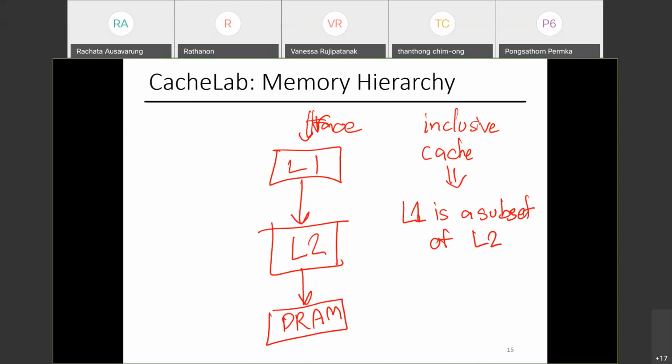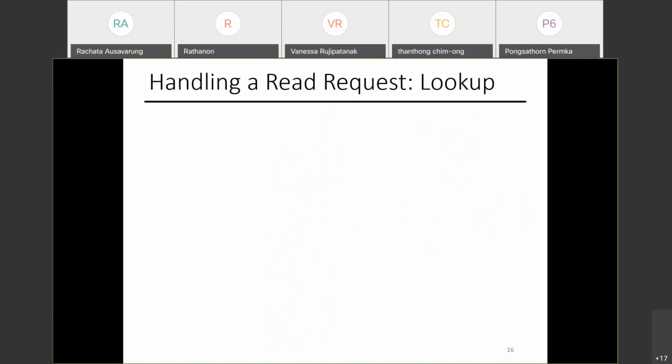All right. Then this is the part that you need to do. The first part is the really simple one: lookup. Basically, you check if your address is in the L1 cache or not, and then you check if it's in the L2 cache or not. This should be pretty simple to implement.